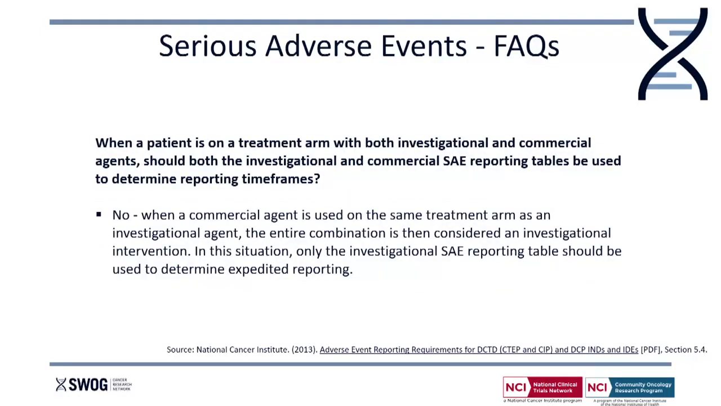What if a patient's on a treatment arm that has both investigational and a commercial drug? Which table do I use? Do I use both somehow, or do I use one or the other? The answer is that if they're on a combination arm, an arm with an investigational and a commercial agent, the entire combination is going to be considered investigational. So you would only use the investigational SAE table.